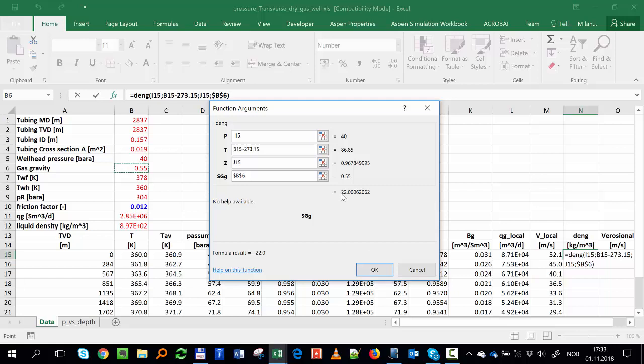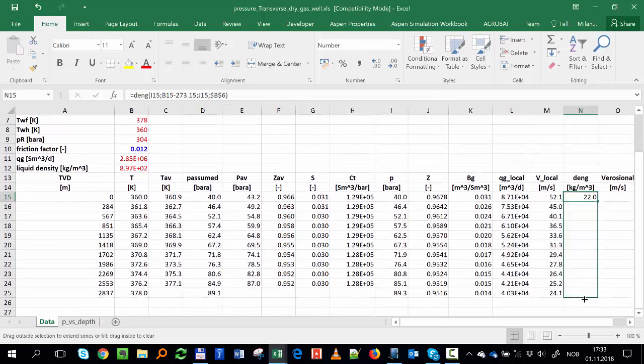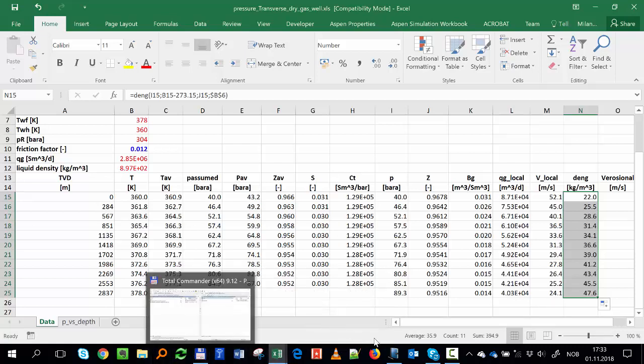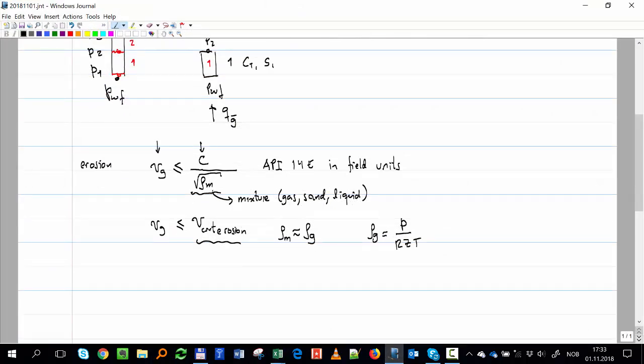And you see the number that I'm getting, 22. I told you when pressure is low, that density is close to that of air, but we will see what happens when we increase pressure. 22, and now I drag it down, and then I have 47. So that's this guy at the bottom here, in this equation.